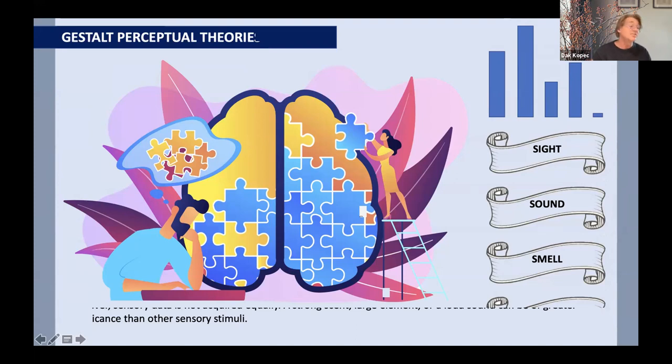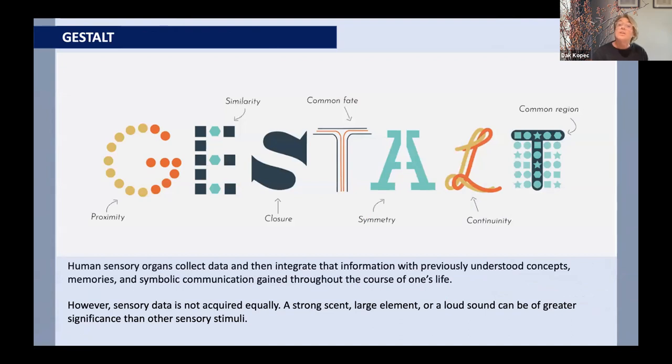The next one is continuity. And this is when we start to have these lines that come together. And we tend to look at straight lines and curved lines as belonging to one another. And then our last one is the common region. It's in the theater district. It's in the financial district. And that's what the common region is all about.